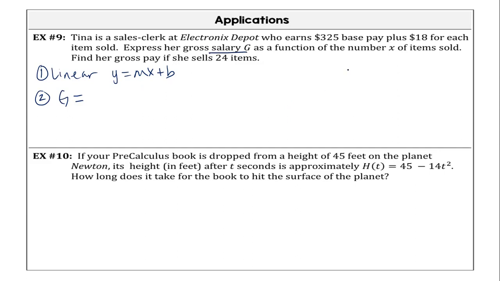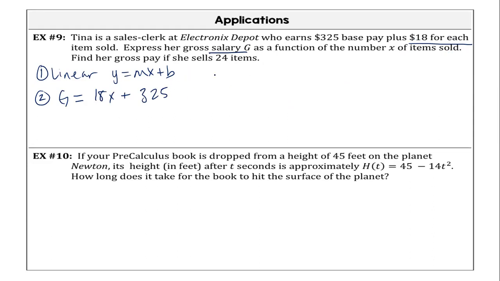Her change in rate is? Exactly, 18. Anytime you see "each" or "per," that lets us know that's our change in rate. Do we remember that? Yes, good job. So we know 18x, and then what is her beginning or her initial? 325. We made our equation based on the problem.